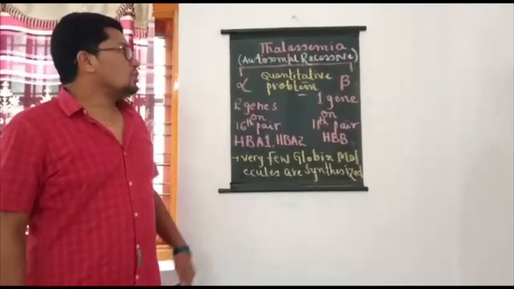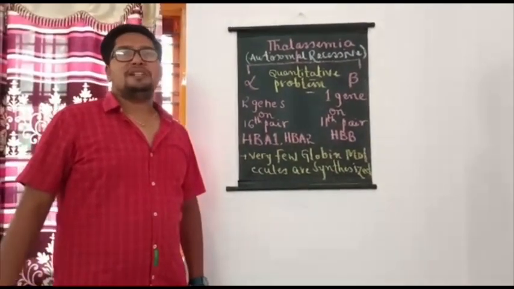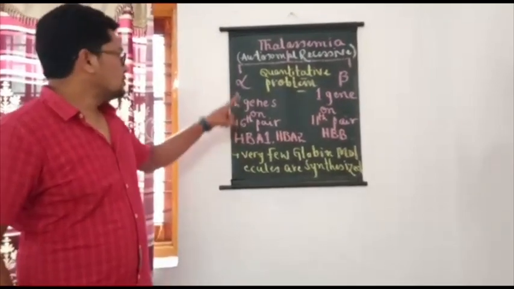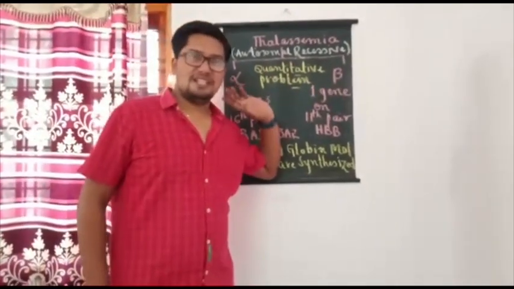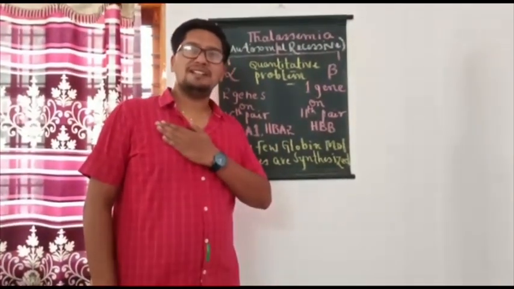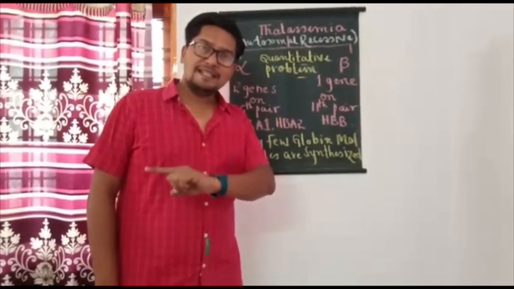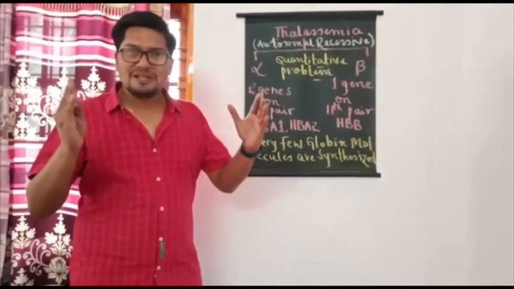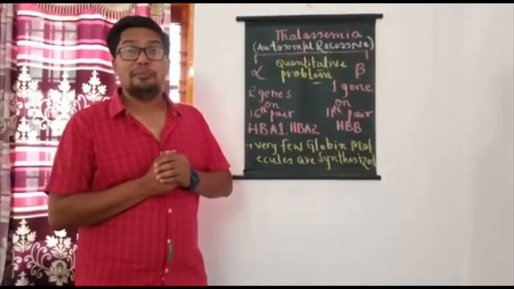In each hemoglobin molecule, how many polypeptide chains are present? 4 polypeptide chains are present. That is 2 alpha chains and 2 beta chains. And one more important difference between sickle cell anemia and thalassemia. In sickle cell anemia, the problem is always in which chain? I said beta chain.